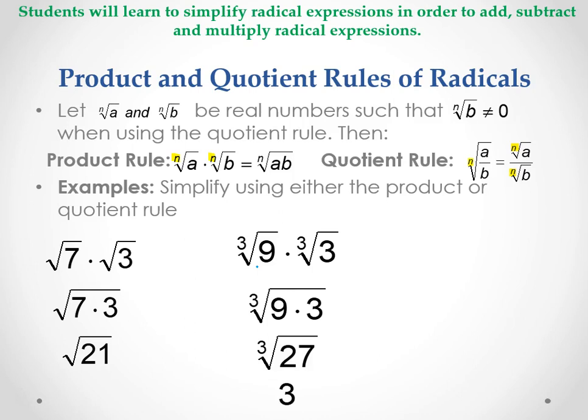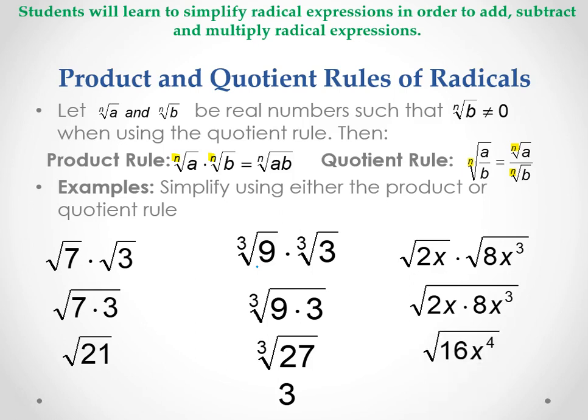And again, now we have the square root of 2x and the square root of 8x to the third. They both have square roots, so we can multiply them together. 2 times 8 is 16. x times x cubed is x to the 4th. And then when we take the square root, the square root of 16 is 4, and the square root of x to the 4th is x squared. So that's how we're going to do the product rule.